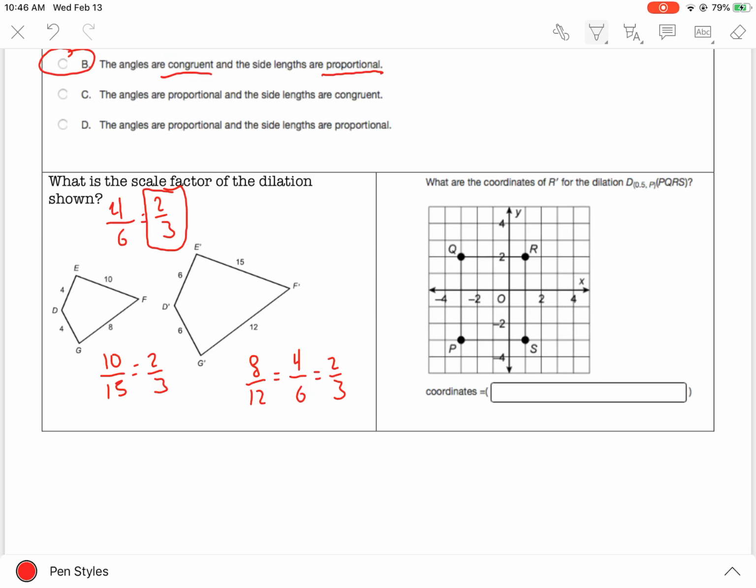What are the coordinates of R prime? Dilation 0.5 about P. So you're going to make everything smaller about P. This side is originally 2.5, so now it will be 1.25. This top side is originally 4, so it'll be 2, and that goes there. Here's your new little rectangle. The coordinates are -1.5, -0.5, -1, -0.5.